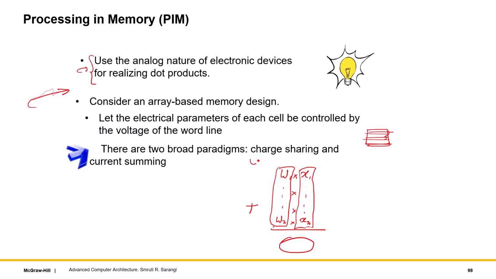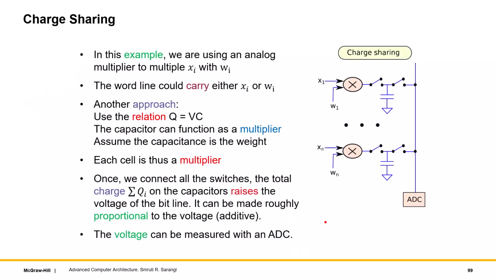There are two approaches called charge sharing and current summing, which will basically realize the same thing, which is a series of multiplications and then an addition. That's all that we need to do. So charge sharing, the idea is that you have these multipliers and then you add them. So how are we going to do that?